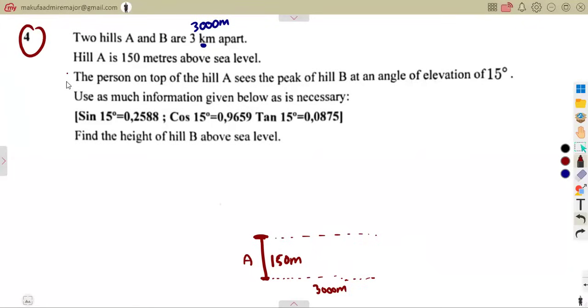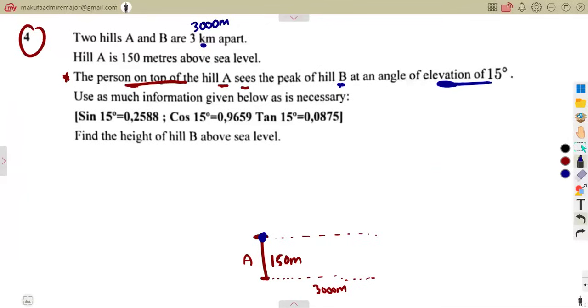So the question is on this major part. The person on top of hill A sees the peak of hill B. So take note, you are on top of A, and from the top of A you are seeing the peak, which is the top of B. The angle of elevation, remember, you have to raise from the ground level. This will be your ground level, so we cannot consider this way. No, we have to consider on top. So B is actually above A, and in order for us to see B, it is on top with an angle of elevation.